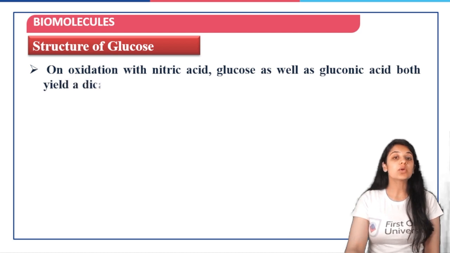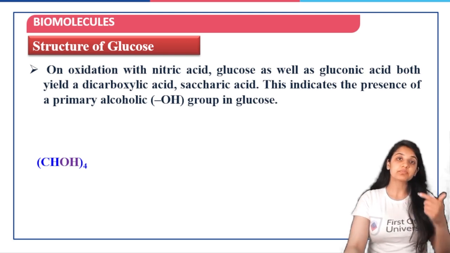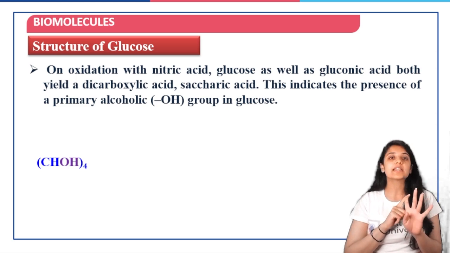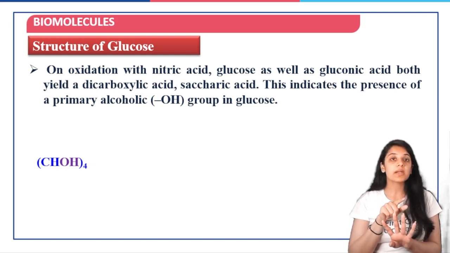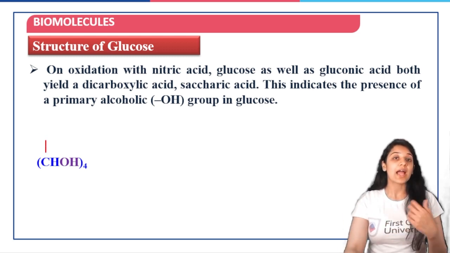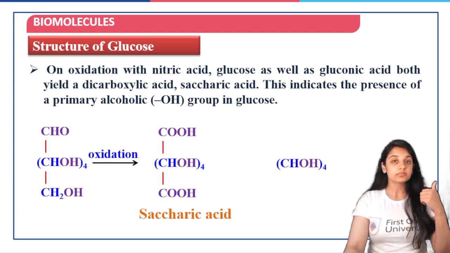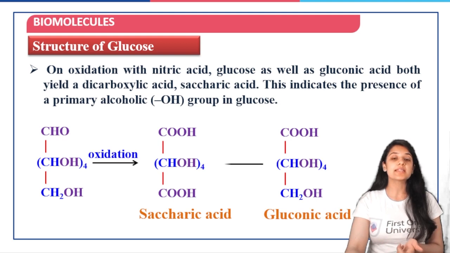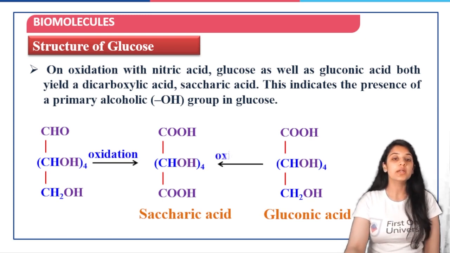On oxidation with nitric acid, glucose as well as gluconic acid both yield a dicarboxylic acid, which is called saccharic acid. And this indicates the presence of a primary alcohol. So now this is the fourth experiment. The first one was that it is a straight chain with all the 6 carbon atoms aligned in a straight chain. Second was that there is a C=O group present. The third experiment confirmed that the C=O group was actually an aldehyde, not a ketone. And now this fourth experiment is confirming the presence of a primary alcohol, that is, the last carbon atom is a primary alcohol. So oxidation will give a dicarboxylic acid from both glucose as well as gluconic acid. That means we are getting saccharic acid from gluconic acid and from glucose, because there is complete oxidation that is going to take place.